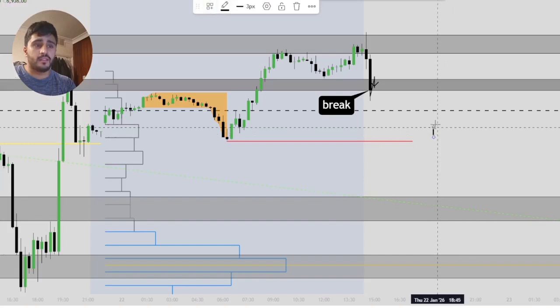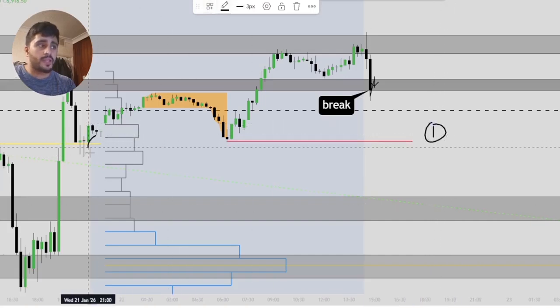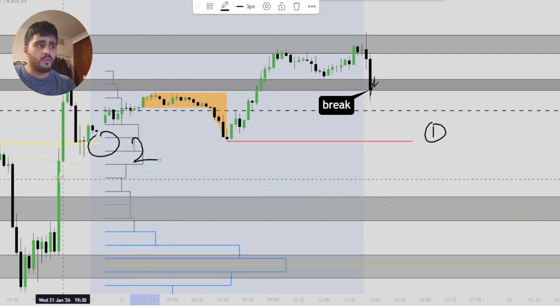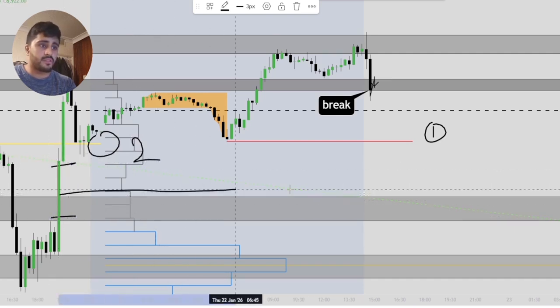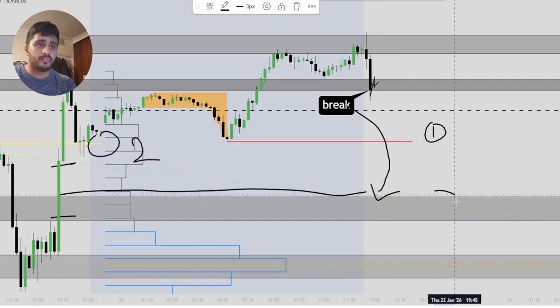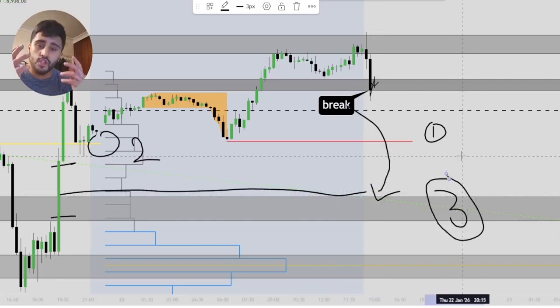So we had London low as the first target. We had POC, previous POC levels. That would be the second target, and ultimately we had this huge fair value gap from Wednesday. So this would be my third target down at this level. So we had 3 targets to go short.